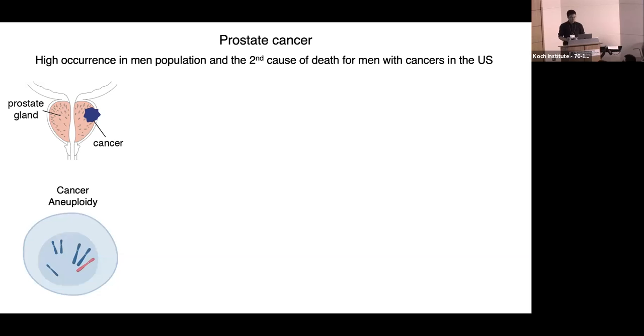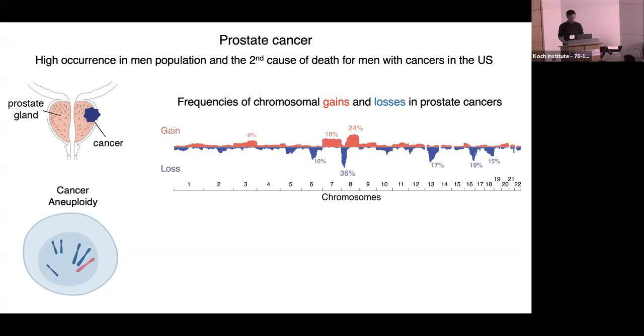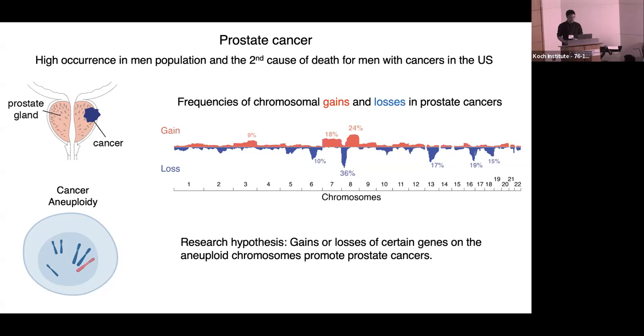And in my research, I'm particularly interested in this phenomenon called cancer aneuploidy, which is featured by gains or losses of certain chromosomes in the cancer cell. We assess the chromosome gains and losses in prostate cancer by using the data sets from the Cancer Genome Atlas program. As you can see here, some of the chromosomes have higher levels of gain and loss frequencies than the other ones. So we have the hypothesis that gains and losses of certain genes on these aneuploid chromosomes, by changing their gene expression levels, can promote prostate cancer.